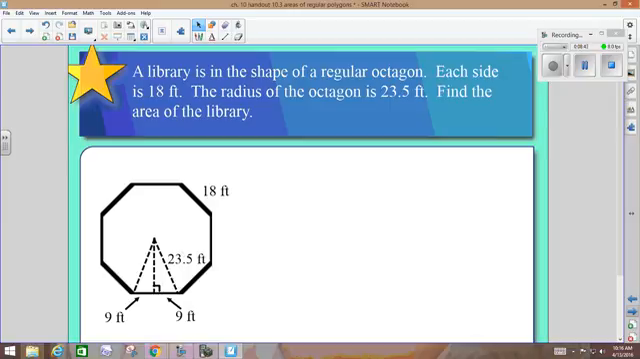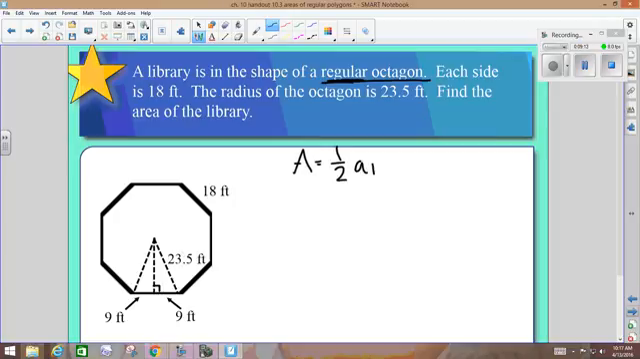A library is in the shape of a regular octagon. Each side is 18 feet. The radius of the octagon is 23.5 feet. We need to find the area of the library. Okay. So we don't have a rule for octagons, but we have an area rule for a regular polygon, which is what was on the front side.